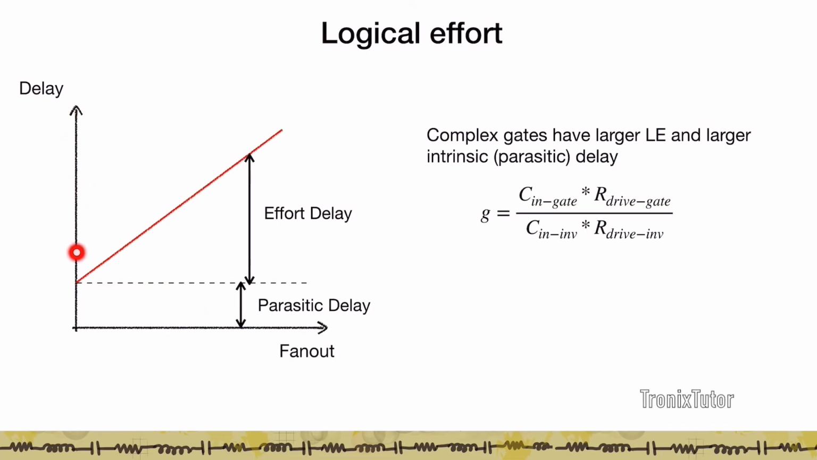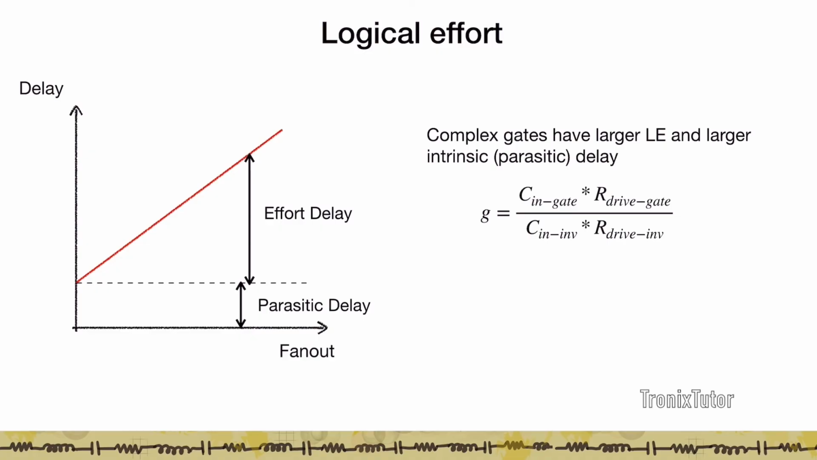If I now look at delay as a function of fan out, normally I see that delay versus fan out is a straight line in almost all gates using the RC delay model. And at any point, the delay in the gate has two components. One is the parasitic delay, which is independent of fan out. The other is the effort delay, and that depends on the actual fan out that the gate is driving.